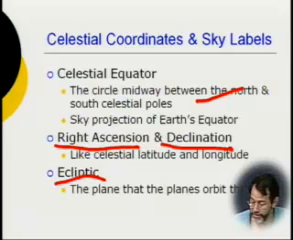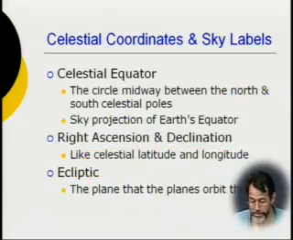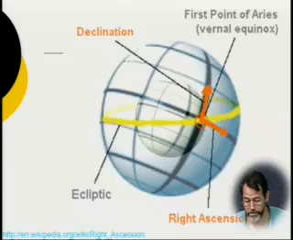The ecliptic is where most of the planets in our solar system orbit, in roughly the same plane. You can identify that plane on the sky, and that is called the ecliptic, and we'll see some images of that later in this course.